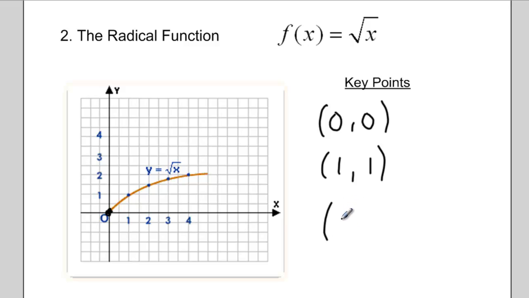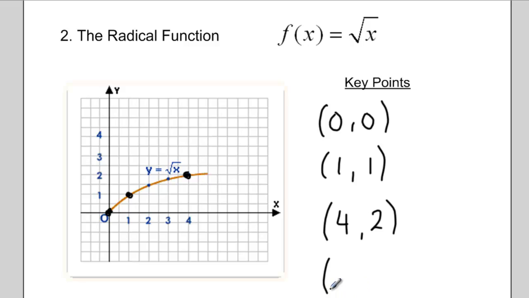Then we're going to skip 2 and 3 because 2 and 3 aren't perfect squares. So our next key point is going to be involved when x equals 4. Well, when x equals 4, y equals 2. So we have this key point right here, (4, 2). Those are going to be the 3 main key points for our radical function: (0, 0), (1, 1), and (4, 2). But sometimes it helps just to have a fourth one.